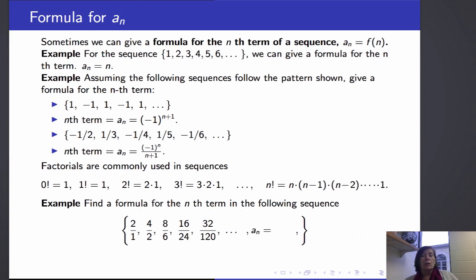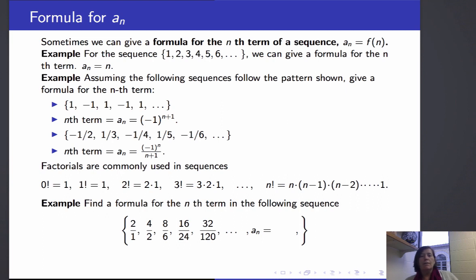Factorials are commonly used in sequences and their descriptions, so let's review what a factorial is. 0 factorial by definition is 1. 1 factorial is 1. 2 factorial is 2 times 1. 3 factorial is 3 times 2 times 1. And for any number n, n factorial is n times n minus 1, etc. It's n multiplied by every positive integer less than n and greater than 0. So, for example, 9 factorial is 9 by 8 by 7 by 6 by 5 by 4 by 3 by 2 by 1.